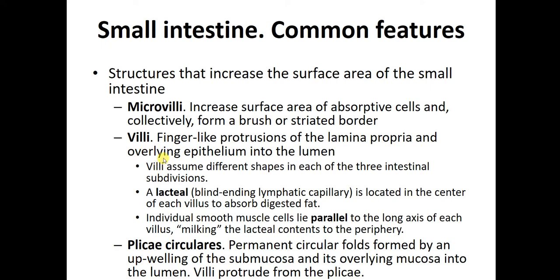And villi assume different shapes in each of the 3 intestinal subdivisions. You see lacteals are present inside the villi. What is a lacteal? Actually, a lacteal is a duct of a lymph vessel, which actively absorbs fluids from the small intestine into the lymphatic system. And then individual smooth muscle cells lie parallel to the long axis of each villus, milking the lacteal contents to the periphery.